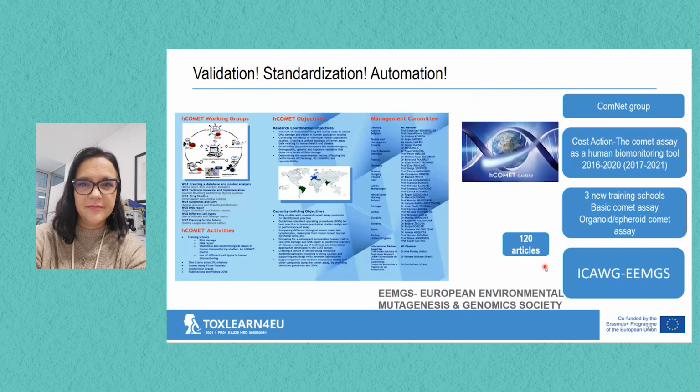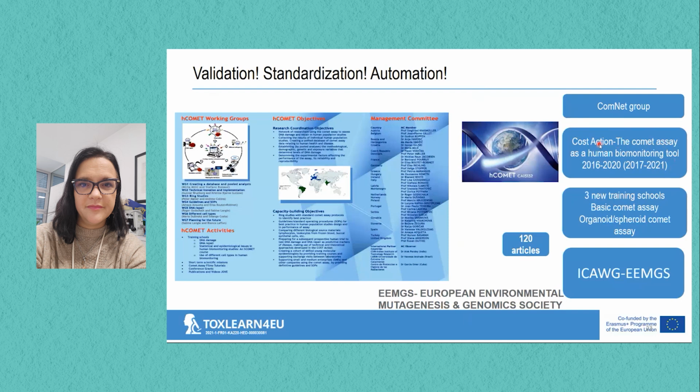And there is another group that has been made that is called COMNET group. And this COMNET group has even started one cost action that was named the COMET assay as a human biomonitoring tool that lasted up till 2021. And in this assay, the scientists from more than 70 labs all over the world have gathered together. So they have made a lot of protocols, a lot of validation. They have published more than 120 articles and have made a lot of training schools.